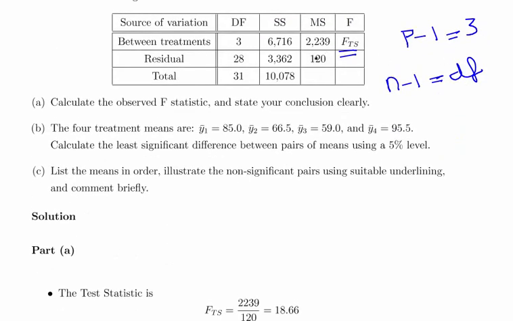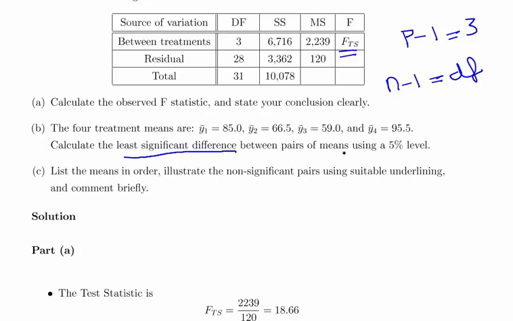I'm going to go quickly through that one because parts B and C are more interesting for me in this particular exercise. So I'm just giving a cursory glance to part A, but parts B and C are a bit more important for this video. The treatment means are for group 1, 85, for group 2, 66.5, for group 3, 59, and group 4, the group mean is 95.5. Calculate the least significant difference between pairs of means using a 5% interval.